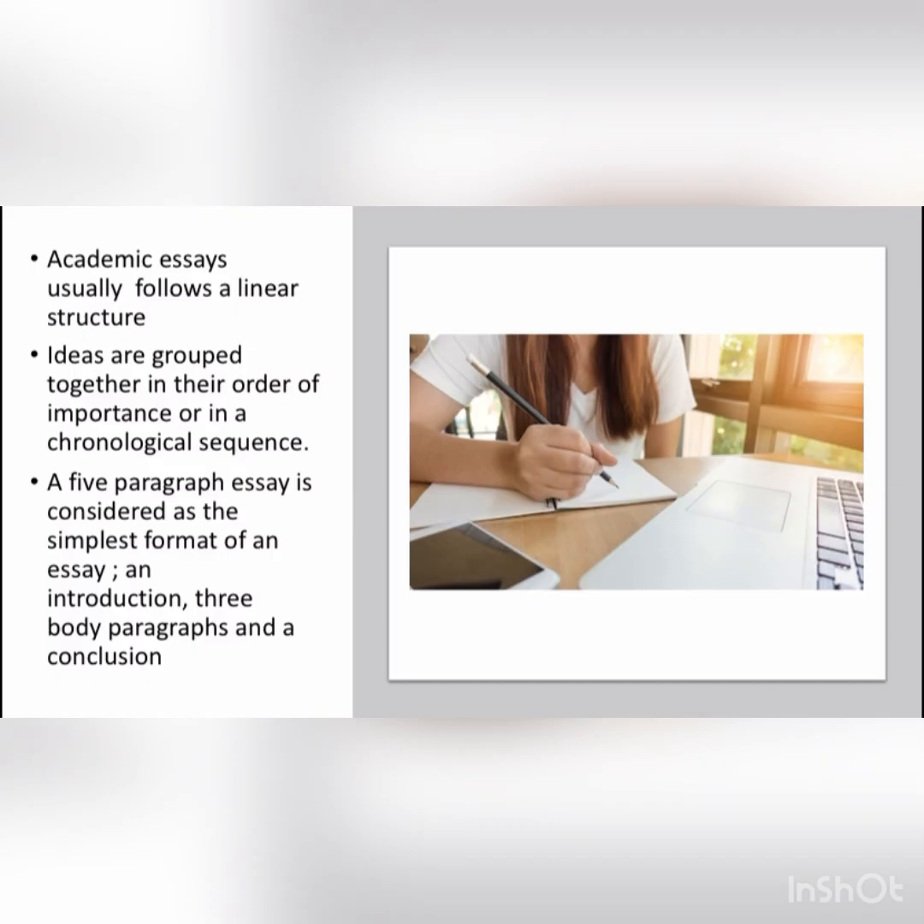Academic essays usually follow a structure where areas are grouped together in their order of importance or in a chronological sequence. A 5-paragraph essay is considered the simple format of an essay: an introduction, 3 body paragraphs, and a conclusion. This is the simple format of a 5-paragraph essay, where there would be an introduction paragraph, 3 body paragraphs, and a concluding paragraph.